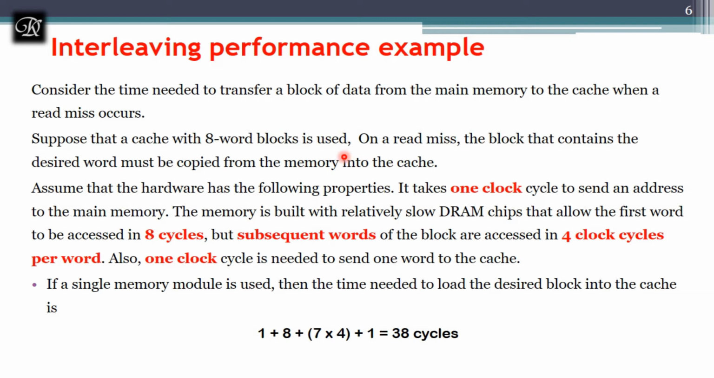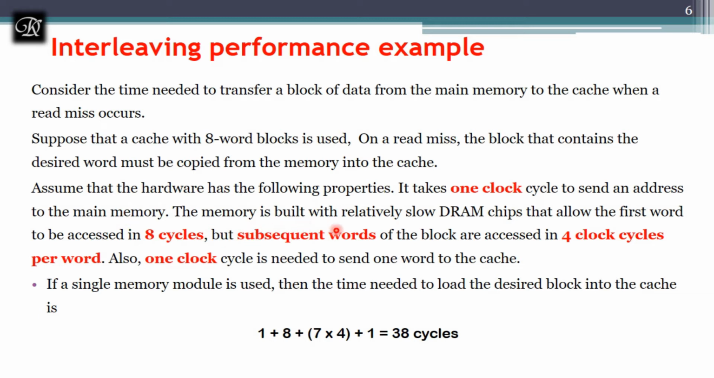On a read miss, the block that contains the desired word must be copied from the main memory into the cache. This is what we know. When there is a miss, we have to bring the data from RAM to cache. Assume that the hardware has the following properties. It takes one clock cycle to send the address to the main memory. So one clock cycle is now utilized.